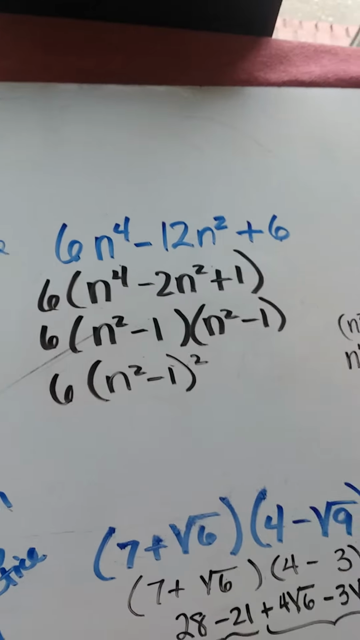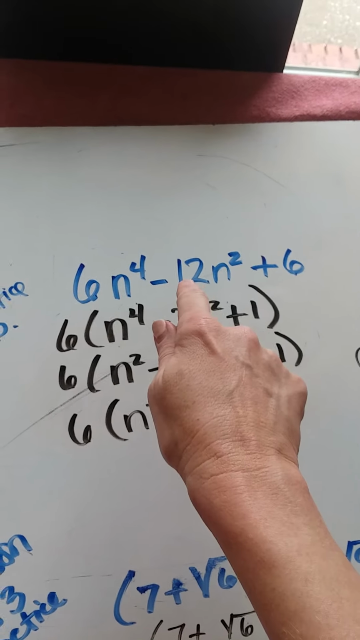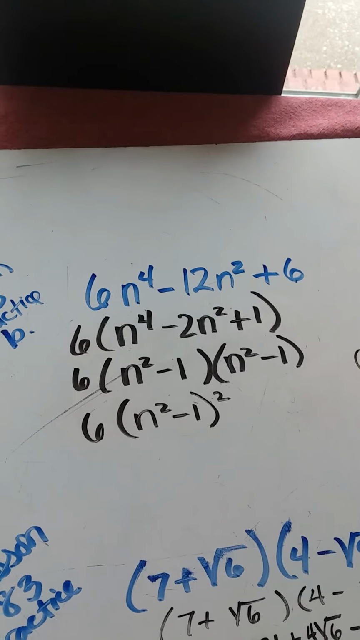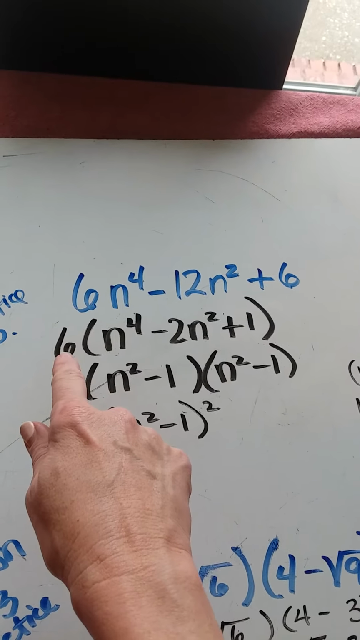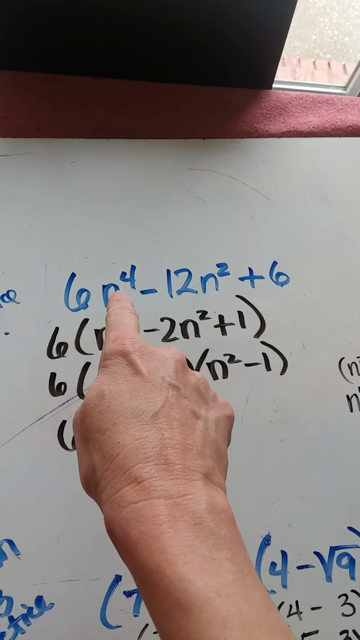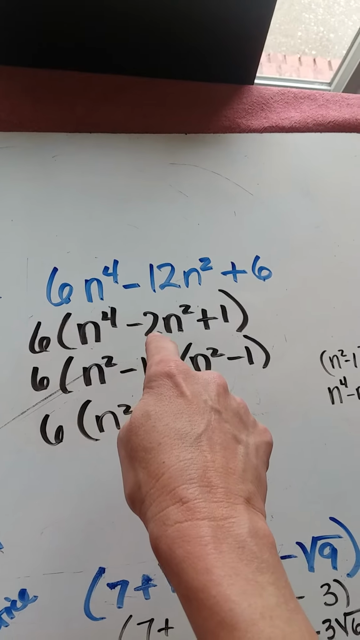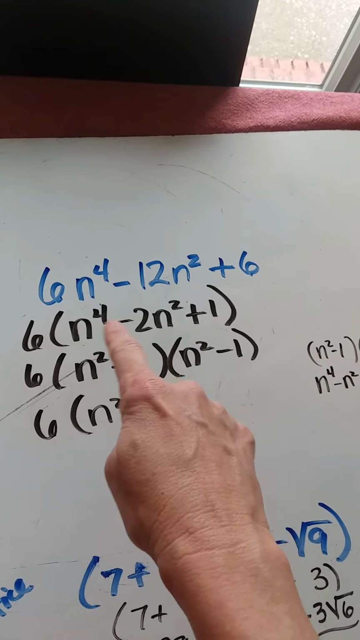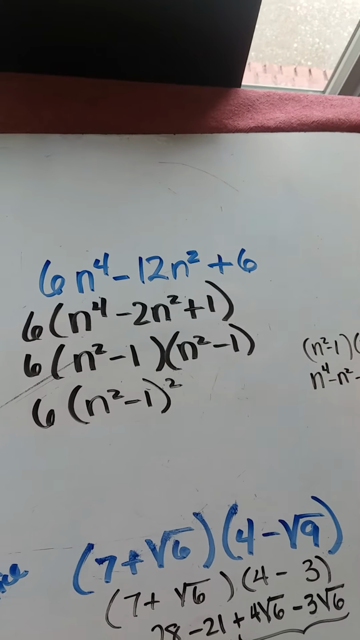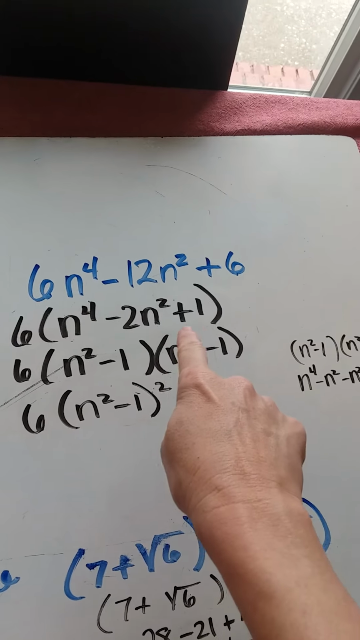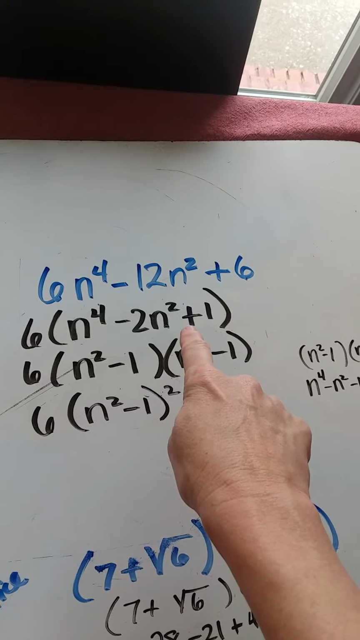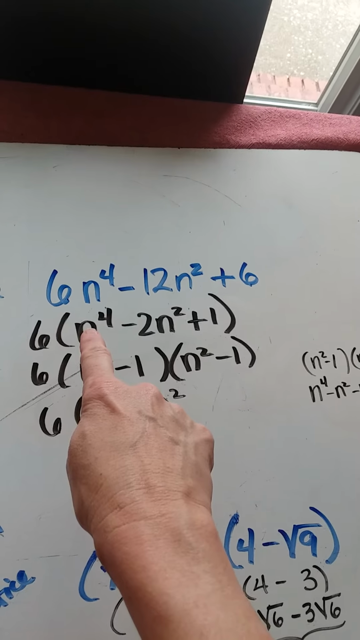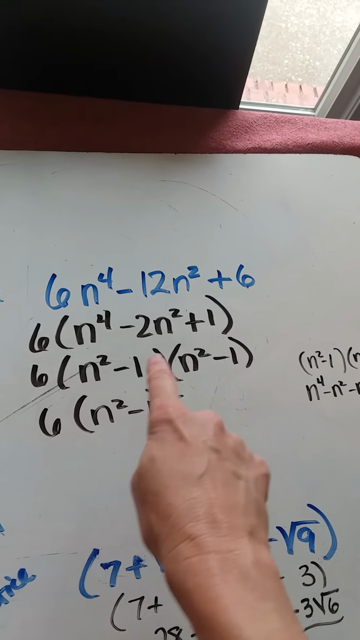So when we look at this, we look and say, oh, these coefficients and the constant, they're all divisible by 6. And so we draw the 6 out. And then what's left is n to the 4th minus 2n squared plus 1. Now we have to determine if this trinomial is fully factorable. And it is, because by seeing this, we're going to have n squared times n squared is going to be n to the 4th.